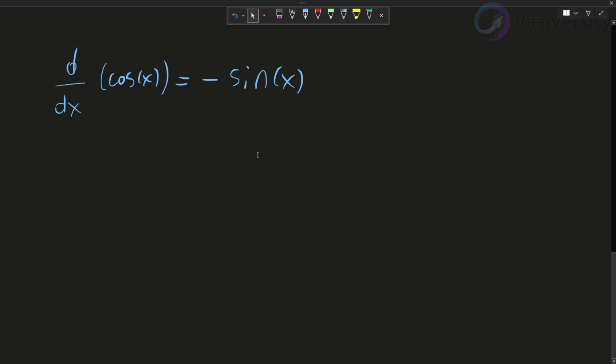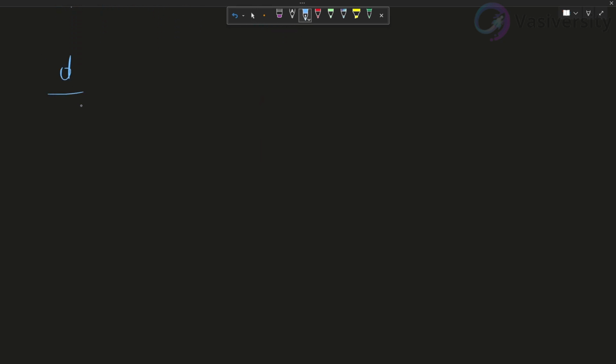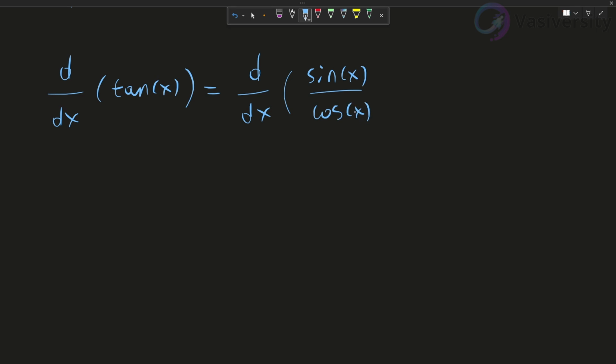But now we're going to go ahead and move on to the tangent. So d/dx of tangent of x. So how do we prove that? Well, let's remember that tangent of x is the same thing as sine of x over cosine of x. So here we have to use the quotient rule from the previous lesson.